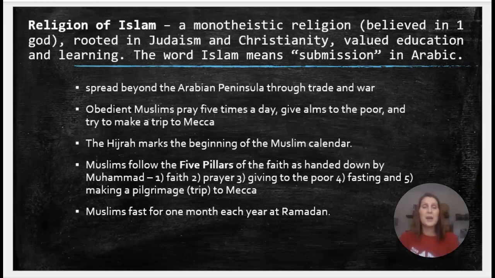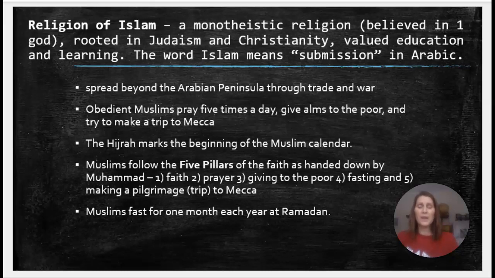The religion of Islam is a monotheistic religion, believing in one God, rooted in Judaism and Christianity, and it valued education and learning. The word Islam means submission in Arabic. The Islamic religion spread beyond the Arabian Peninsula through trade and war. Obedient Muslims pray 5 times a day, give alms to the poor, and try to make a trip to Mecca. The Hijra marks the beginning of the Muslim calendar. Muslims follow the 5 pillars of the faith as handed down by Muhammad.